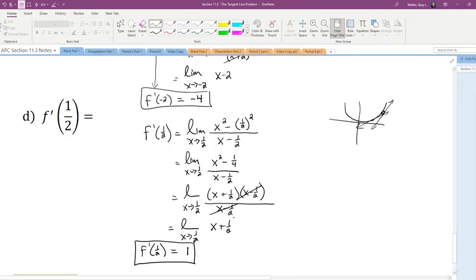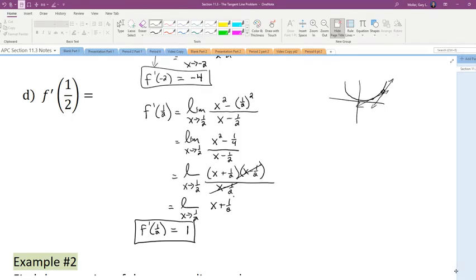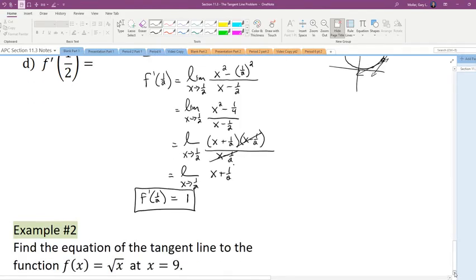All right. Pretty straightforward. Obviously, the more complicated the function, the harder it is going to be to calculate the actual limit. But the process in general is as we've shown. All right, one last example here.